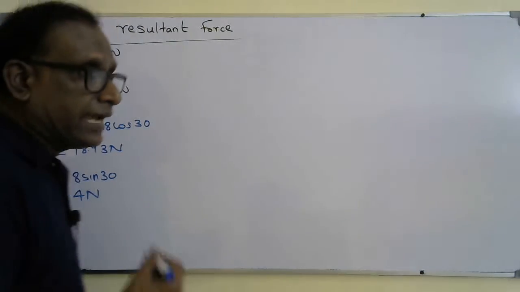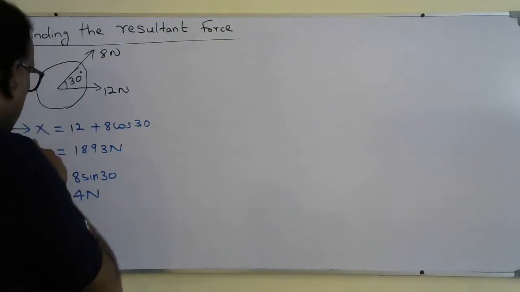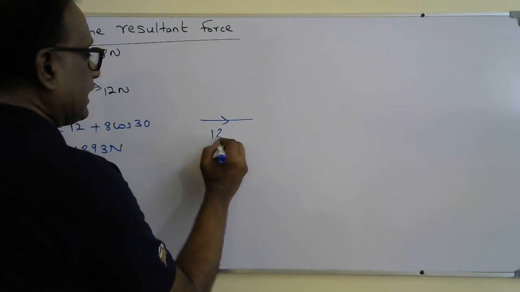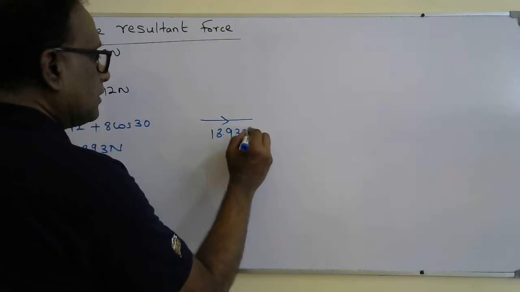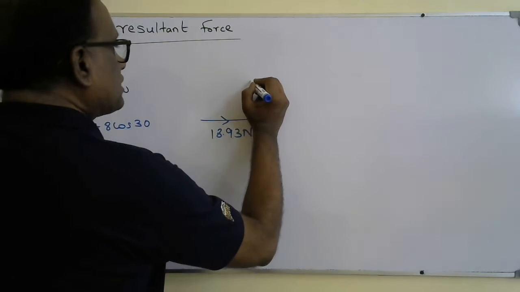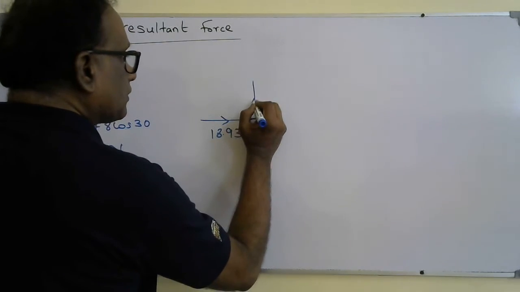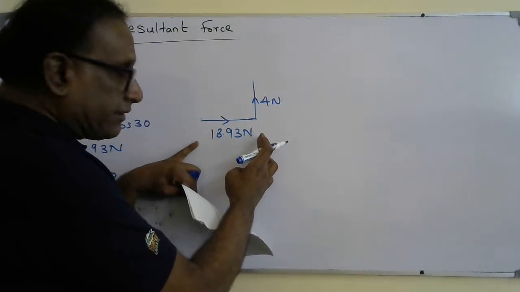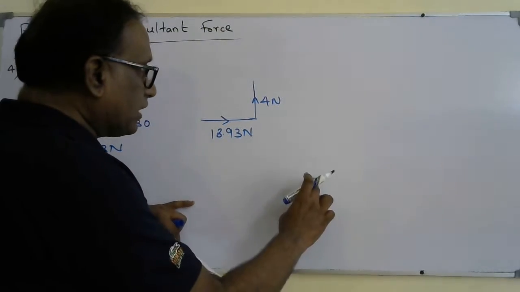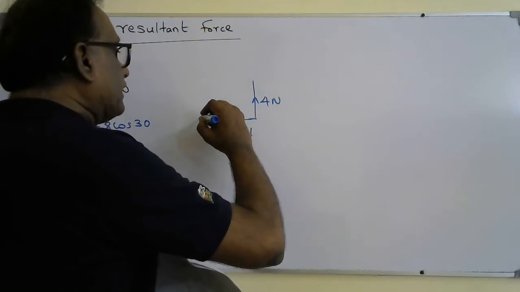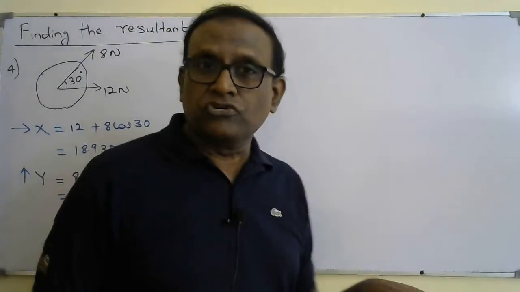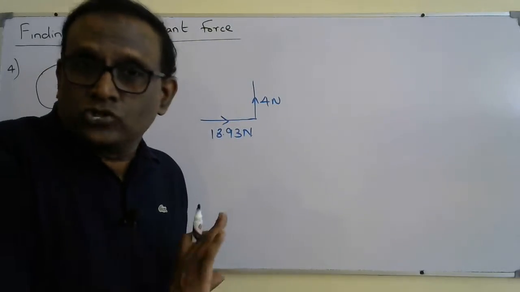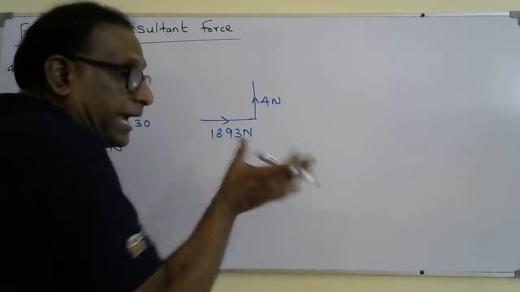So if I imagine I am sketching a vector diagram, the horizontal should be towards right, that is 18.93, and this is vertical upwards 4 Newton. So if I draw a vector diagram that represents the 18.93 horizontally and 4 vertically, I will get a right angle triangle. So the resultant force will be from the starting to finishing. I am not drawing, I am sketching. I am not using a scale diagram. I am just imagining, I am drawing.